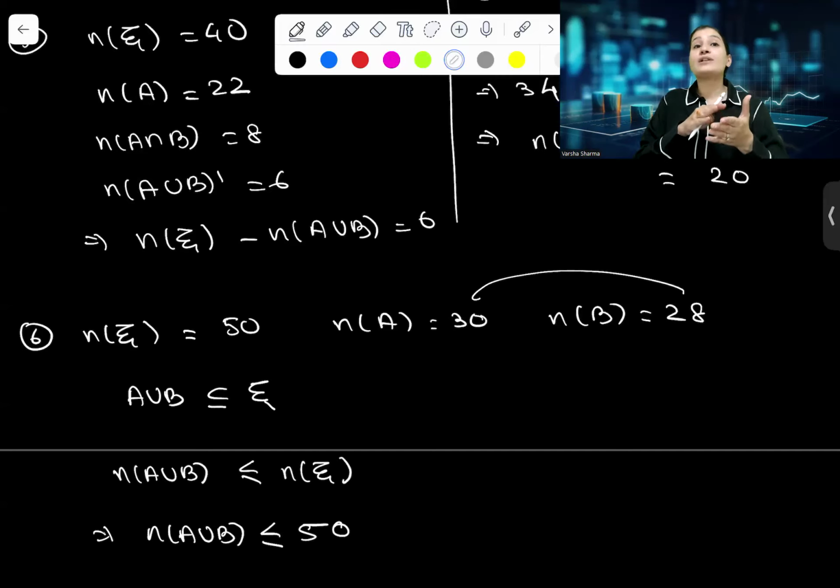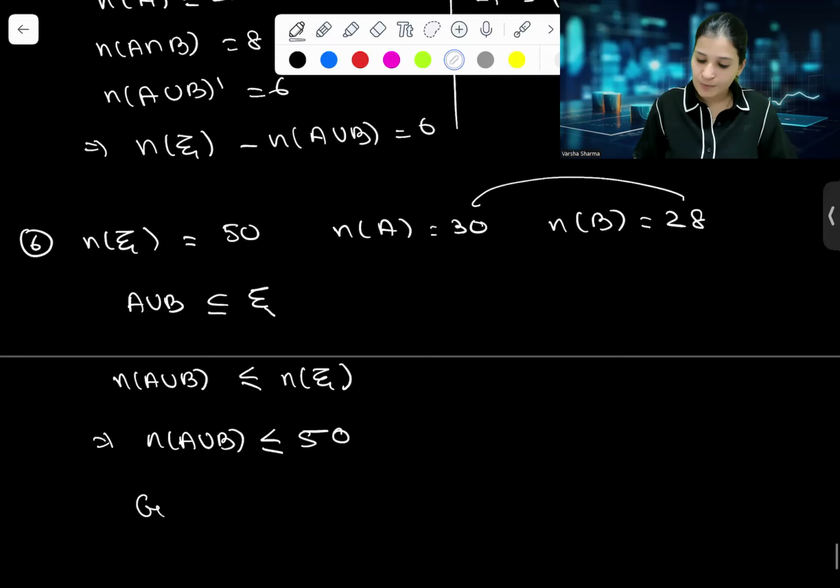If set B had only 8 or 10 elements, then A and B combined is only 40. That is way less than the universal set. And in a union, I cannot take elements outside A and B. So I cannot go beyond 40. Here, why didn't I add them to get 58? I can't have 58 elements, because the universal set itself has 50. Understood?